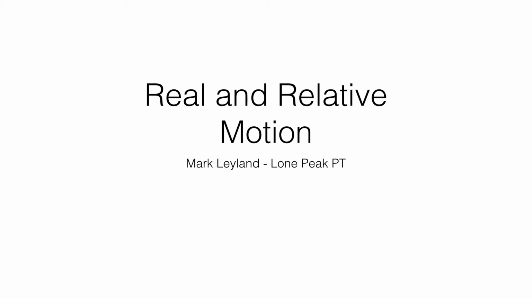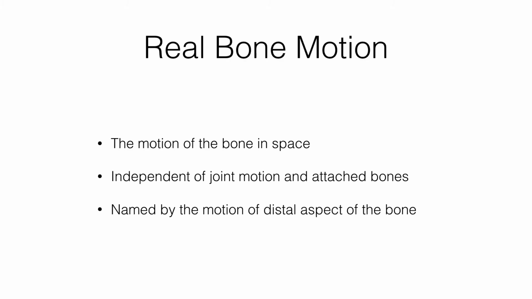Okay, real and relative motion. So real motion refers to what a bone is doing in three-dimensional space. This is independent of the joint motion, independent of other bones, ligaments, and muscles that are attached to that bone. We're looking at a particular movement or motion, and we're saying what is that particular bone doing in space. And in the peripheries, we name this by the distal aspect of the bone.